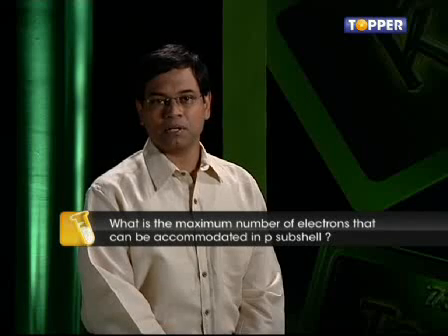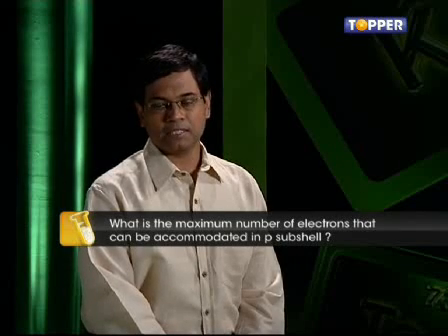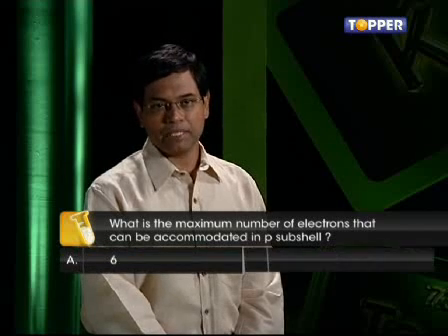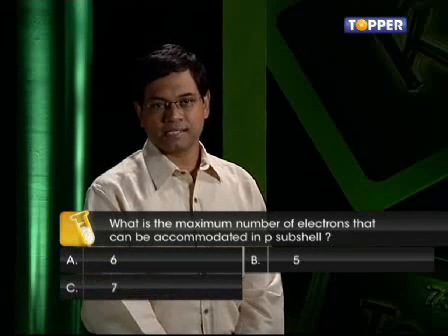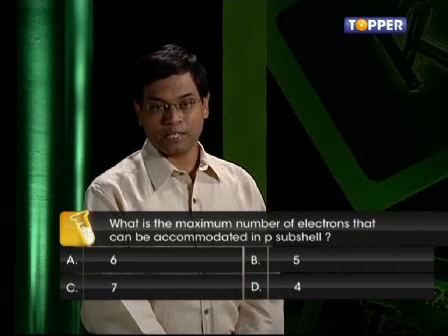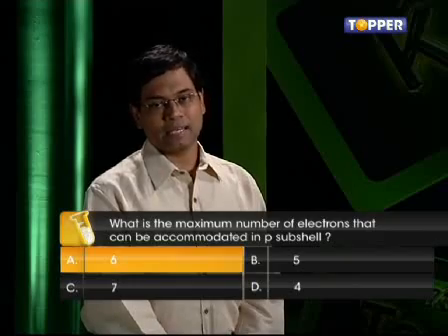Your first question is, what is the maximum number of electrons that can be accommodated in a p subshell? A, 6, B, 5, C, 7, D, 4. If you have been watching the show carefully, you will know the answer is A, 6.